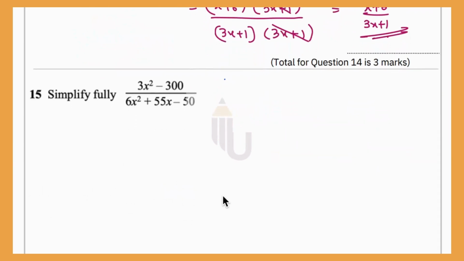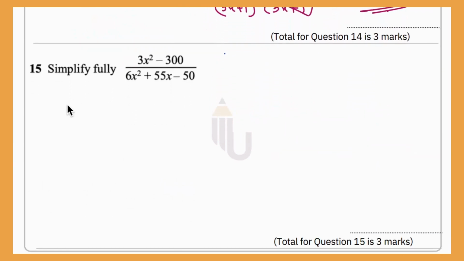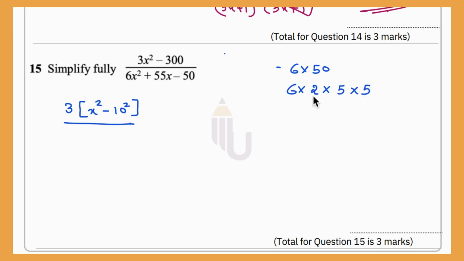We'll try to do the same thing for 15th question. So moving forward with 15th question, it will be 3 times x square minus 100, which can be written as x square minus 10 square. While in the denominator, I can just write 6 times 50. There is a negative sign, we'll definitely consider that. Okay, so 6 times 2 times 5 times 5. These are the factors of 50. Now we have to get 55 out of these. Okay, let us see how it can be combined to get that.